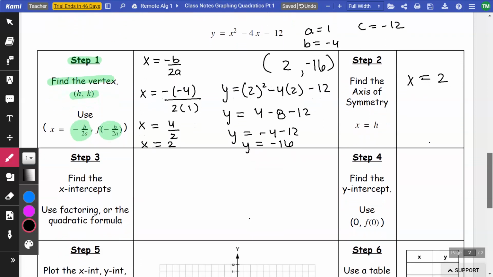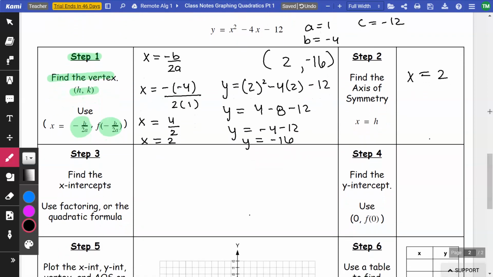Now it's time to find the x-intercepts. y equals x squared minus 4x minus 12. Make sure you plug in 0 for y. And then you can find your x-intercepts by either factoring or using the quadratic formula. So go ahead and press pause on the video and then press play when you're ready to check your work.